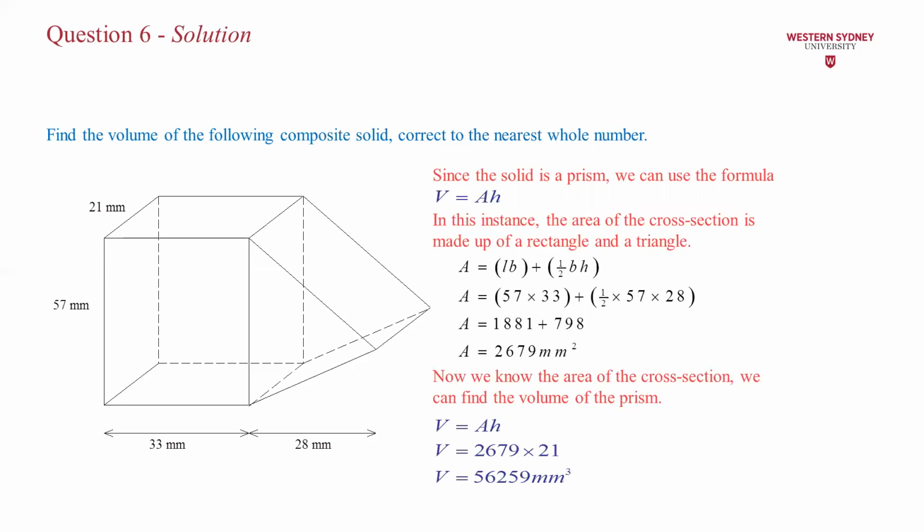We can now find the volume of the prism by multiplying that area of that base by the perpendicular height, which is 21. Multiplying those together gives us 56,259 cubic millimetres. Remember, volume is in cubic units.